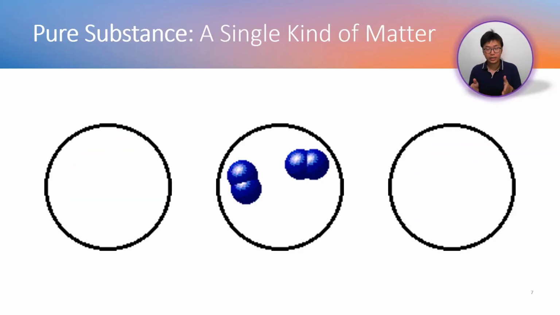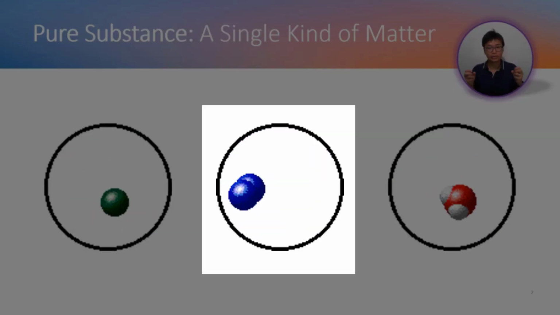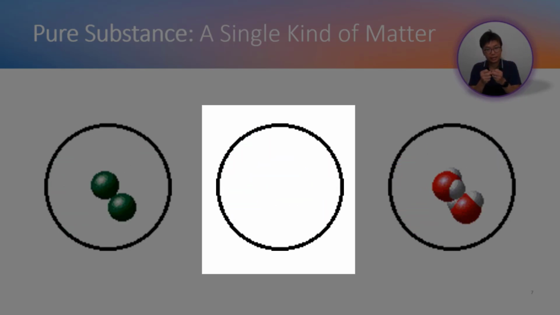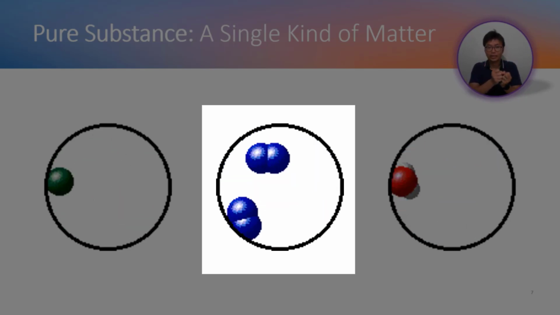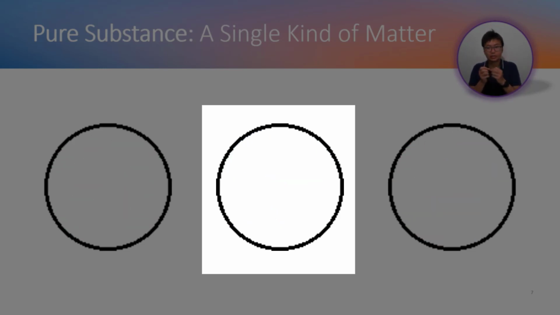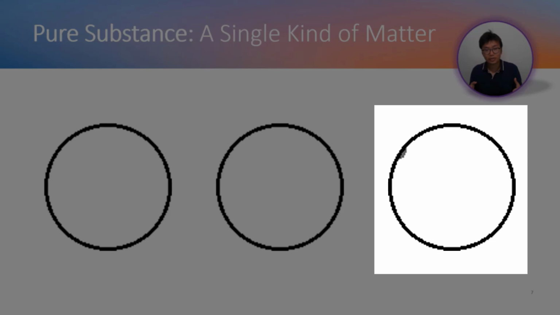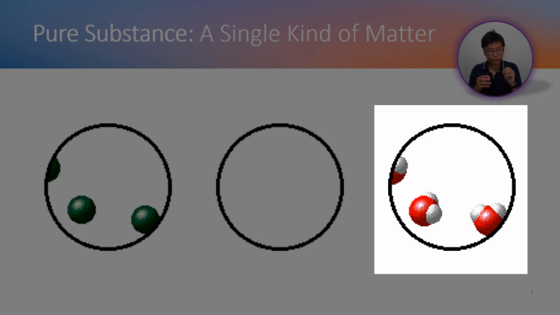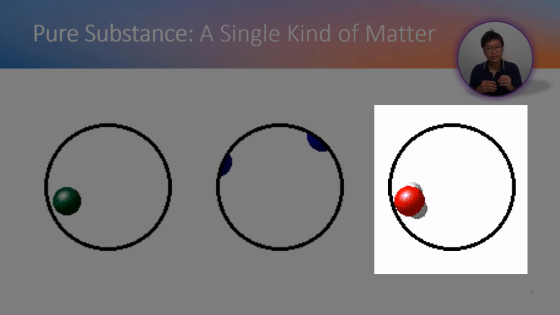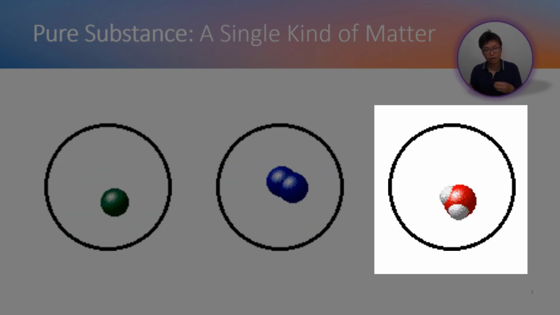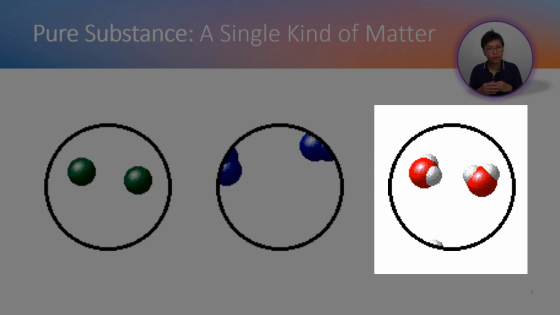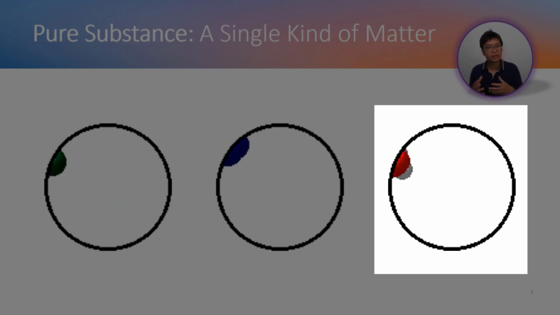Then you look at the image in the middle. This time you see the same pure substance get together as a unit, and then they move around. You only see two blue atoms coming together, forming a unit, moving around. Then the third picture is still a pure substance. Actually, this is water. You have the red atom in the middle, signifying the oxygen, and the two hydrogens represented in white. All you see is water molecules bouncing around. You don't see any other type of substance.